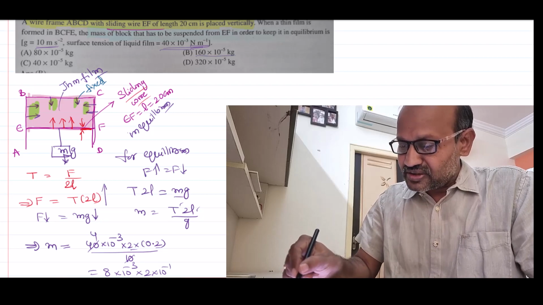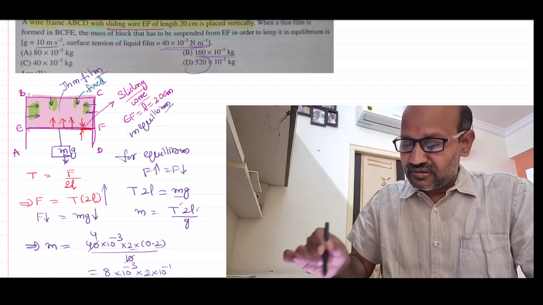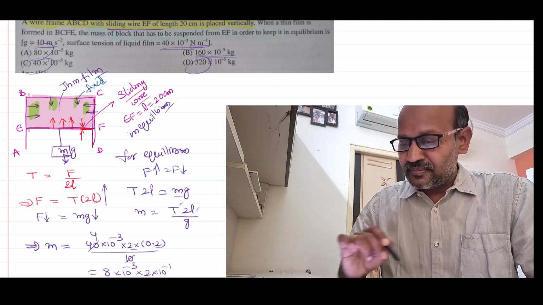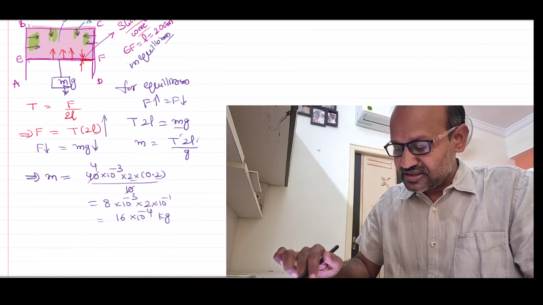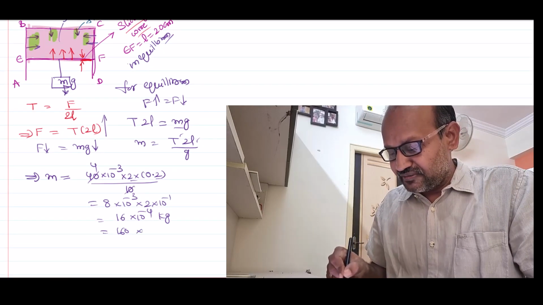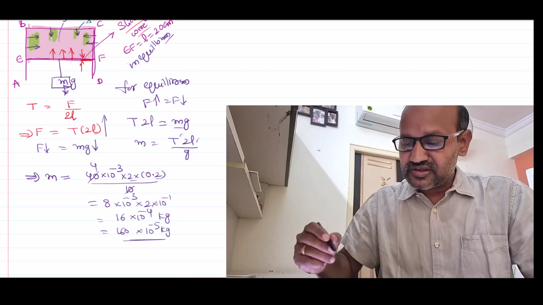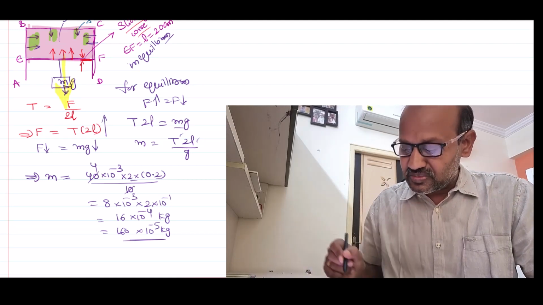Look at these options. They are given in terms of 10 power minus 5. Of course, all these are obviously wrong, but the answer is given in terms of 160. So let me convert that into 160 by multiplying with 10 and dividing with one more 10. That becomes 160 into 10 power minus 5 kilogram. So this much weight is what I need to suspend in the downward direction.